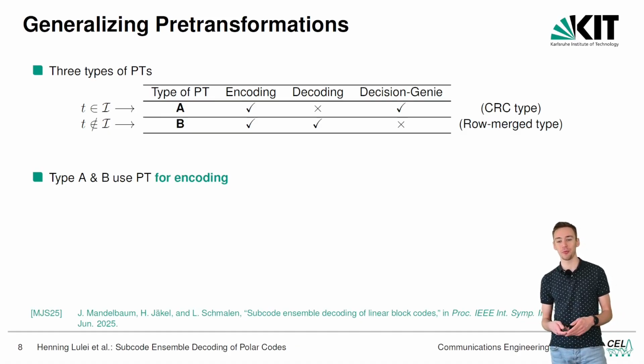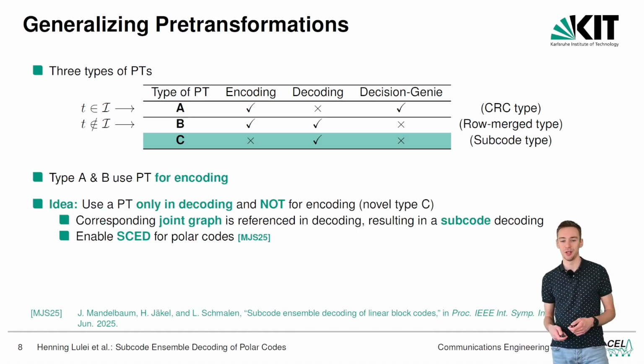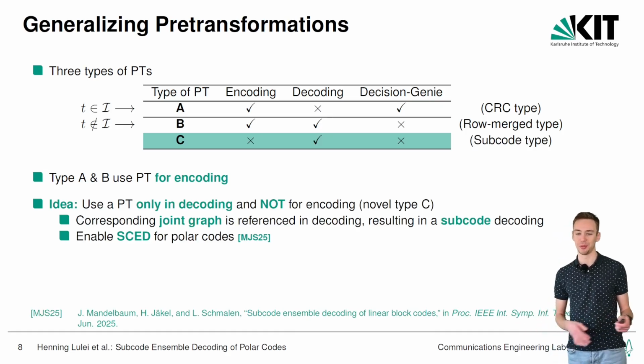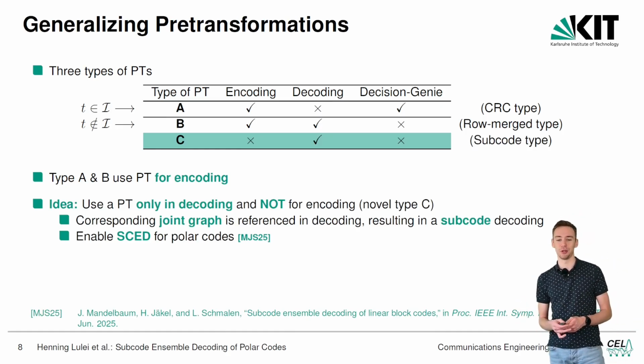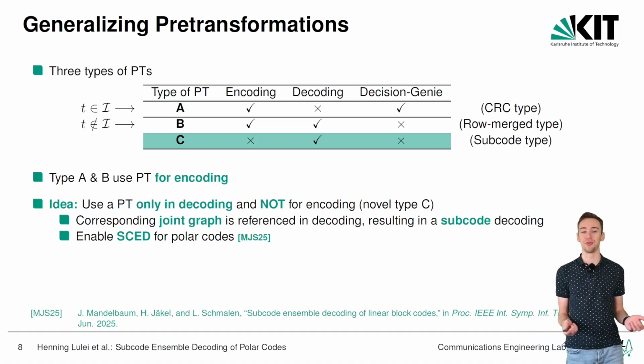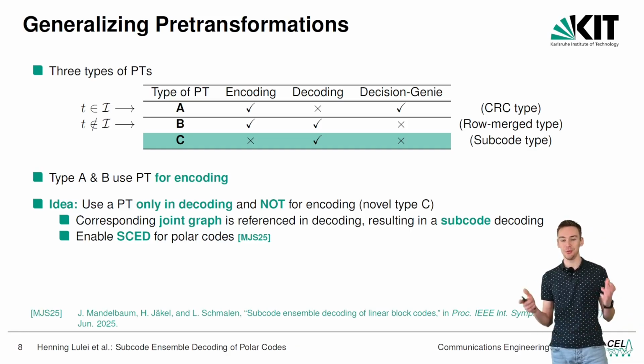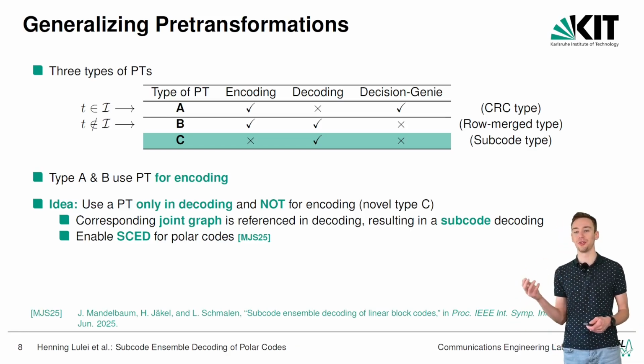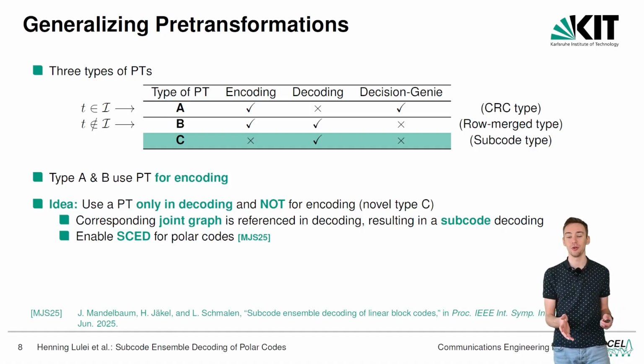However, with our framework, we can actually represent a third type. The third type is only used in decoding, and we call it the subcode type. That might be really confusing right now. How can we use a pre-transformation only in decoding when it hasn't been used in encoding? By decoding with the pre-transformation, we actually decode on a subcode of that original code, and that is exactly what we wanted to do.